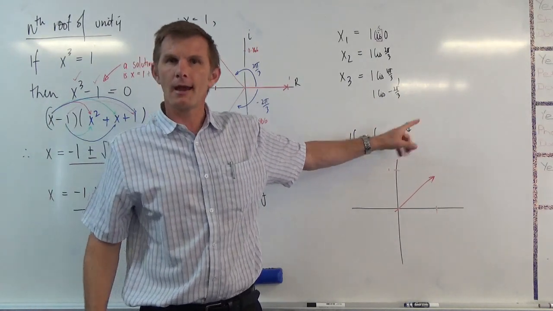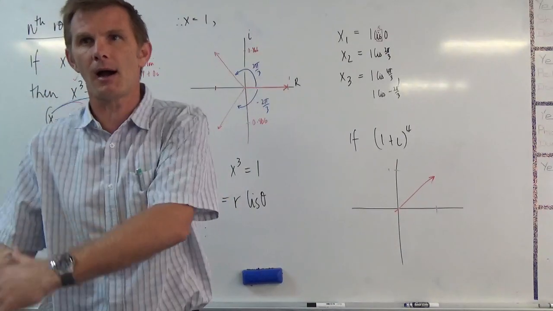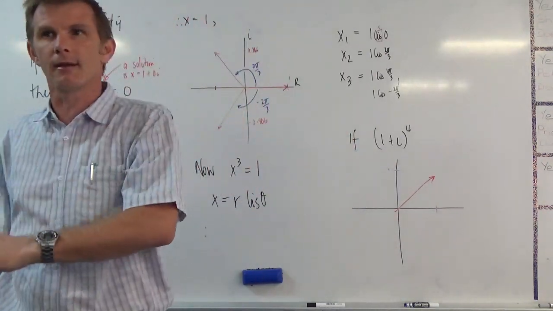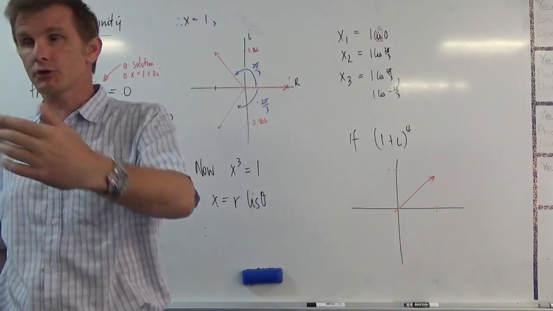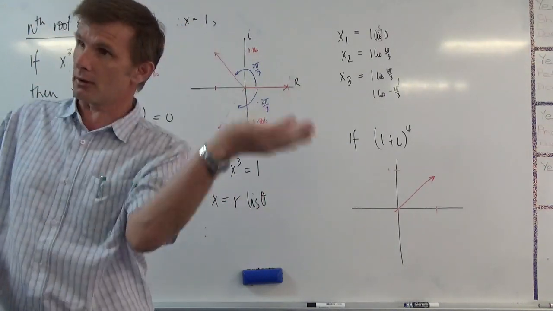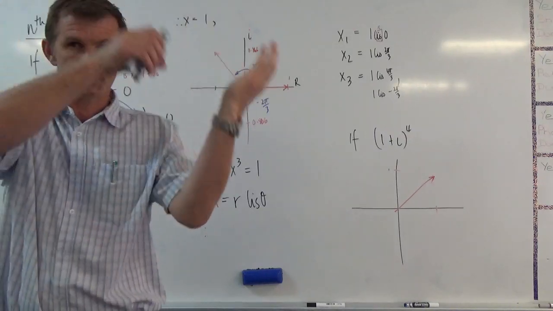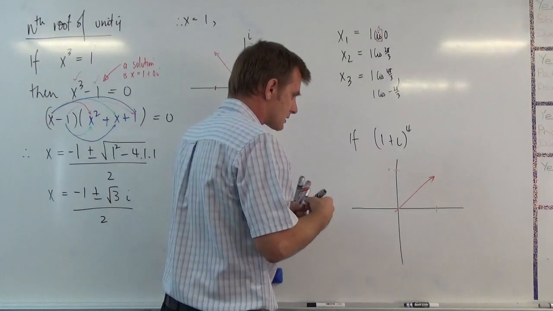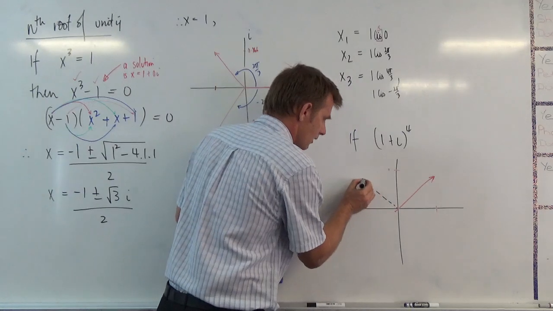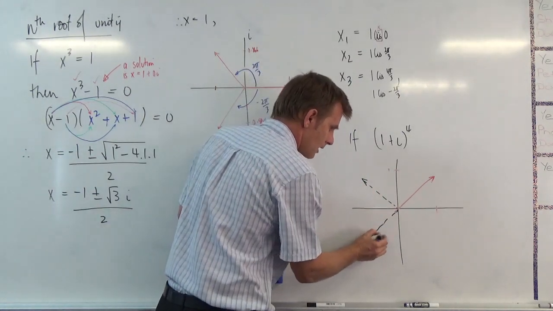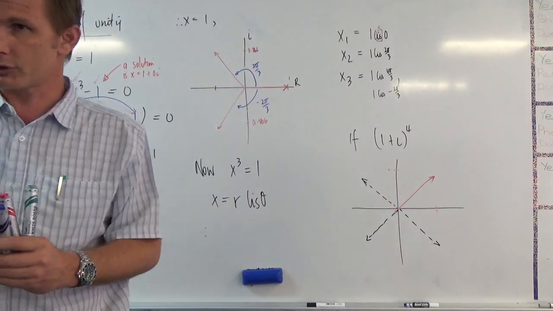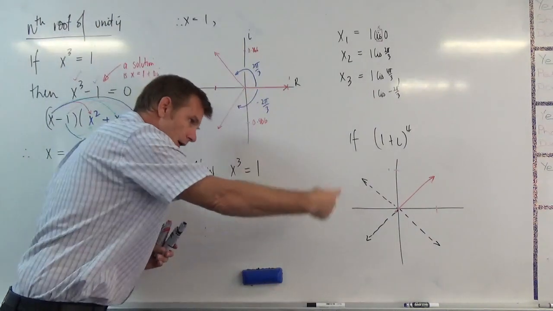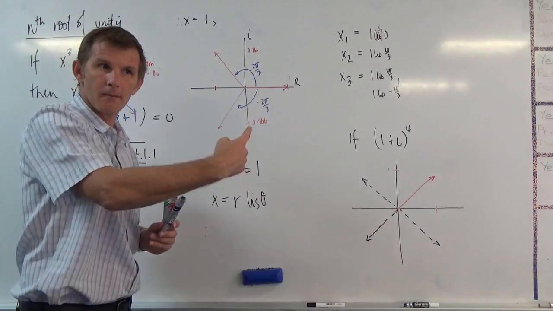4. And how far separated, how far apart, are each one of those solutions going to be? 2 pi over 4. 2 pi over 4, simplified for me? Pi over 2. Pi on 2, 90 degrees. So they're going to be 90 degrees or pi on 2 apart from each other. So the next solution is going to be over here. And the one after that is going to be here. And the one after that is going to be here. So we'll get 4 solutions, 90 degrees or pi on 2 apart.